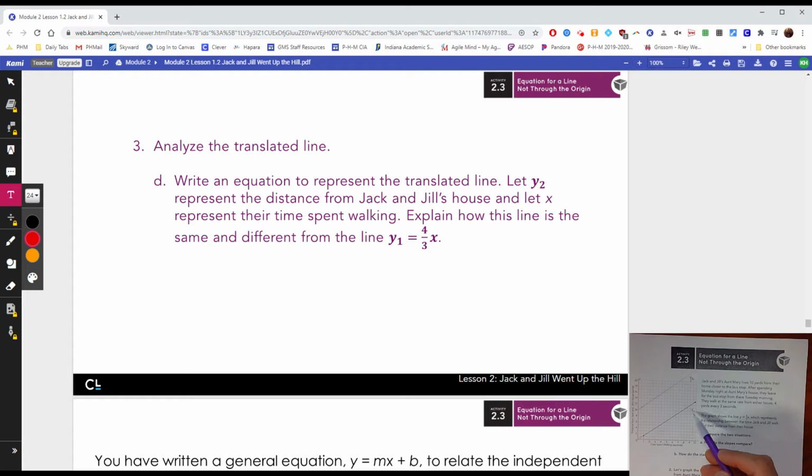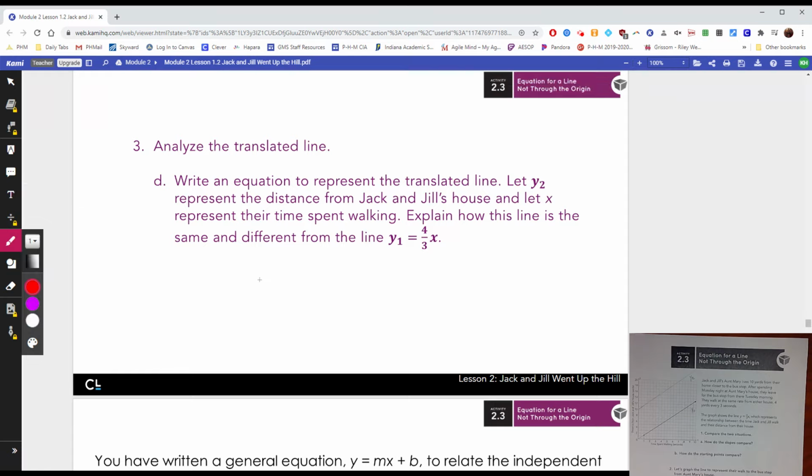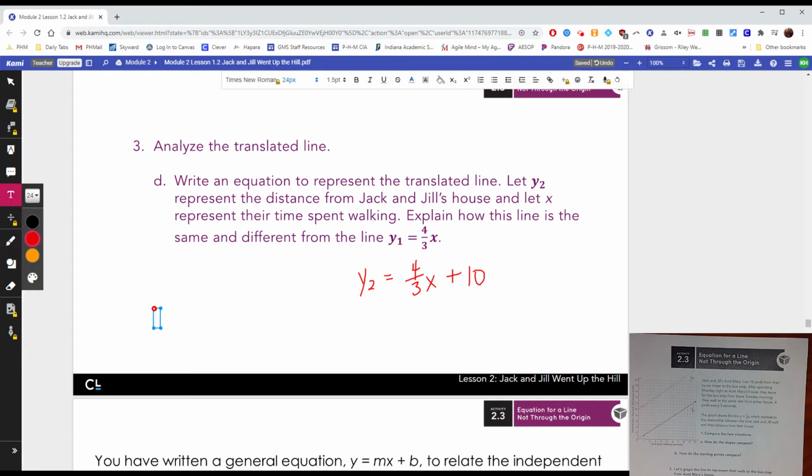y1 equals 4/3 x. All we did was translate that line. We just slid that line up by 10. So based on what we know about translations, all that happens is we add 10 to this. So y1 equals 4/3 x. That means y2 is going to equal 4/3 x plus 10. So the only difference here is that the y2 line, when they start from Aunt Mary's house, adds 10. They have the same slope, but different starting points.